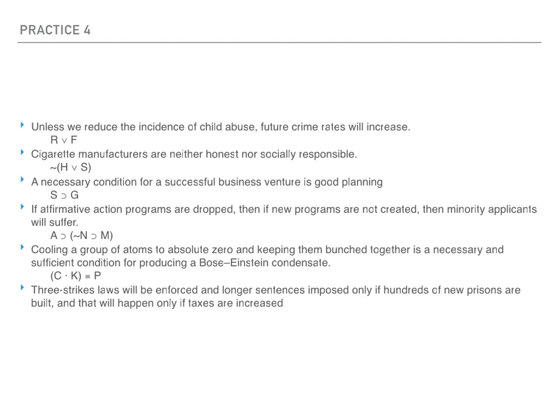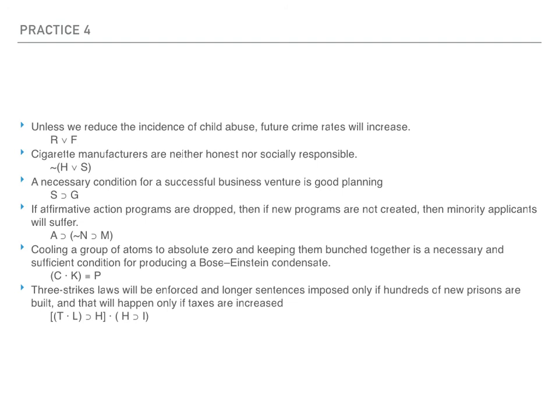So notice it says three strikes laws will be enforced and longer sentences imposed only if hundreds of new prisons are built. So the only if tells us that right before the comma there's a horseshoe. And so three strikes laws will be enforced, we could use T, longer sentences imposed, L. So that looks like in parentheses T dot L, and then a horseshoe to hundreds of new prisons are built, so that looks like H. So parentheses T dot L, close parentheses horseshoe H, dot H horseshoe I is the correct way to translate that.